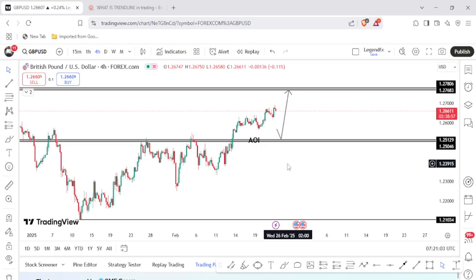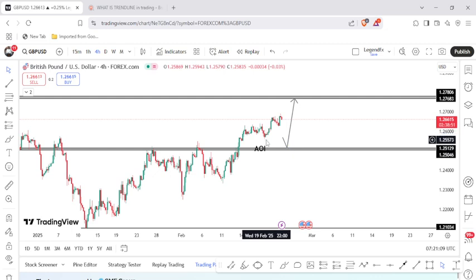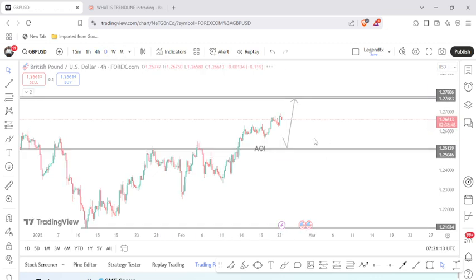Here is what I was waiting for on the 4 hours: for this to come back here so that I can take a quick buy. But for some reason, it failed to come back here. I will explain more when I go to a plain chart. So you know how I do it.